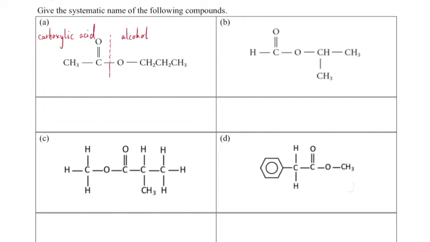Okay, and let's work out what this alcohol is. We've got 1, 2, 3 carbons in the carbon chain, so it's propanol. And then we change the ending, so it would become propyl. Then let's consider the carboxylic acid part. We've got 1 and 2 carbons, so that's ethanoic acid. And then we change the ending into OATE, so it will be ethanoate.